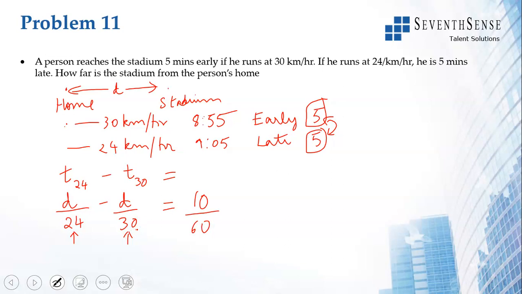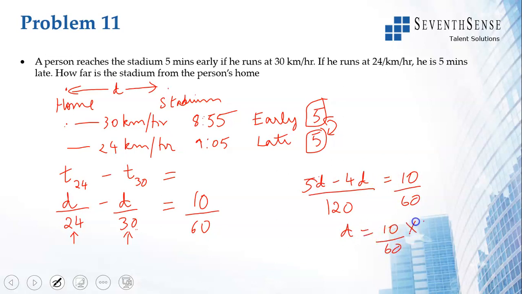Okay, if you take the LCM, you get 120, 5d minus 4d, 5d minus 4d is equal to 10 by 60. So d is equal to 10 by 60 into 120. D is equal to 20 kilometers. So if the person is running at 30 kilometers per hour, he would be 5 minutes early. If he runs at 24 kilometers, he's 5 minutes late. Stadium is 20 kilometers from the person's home.